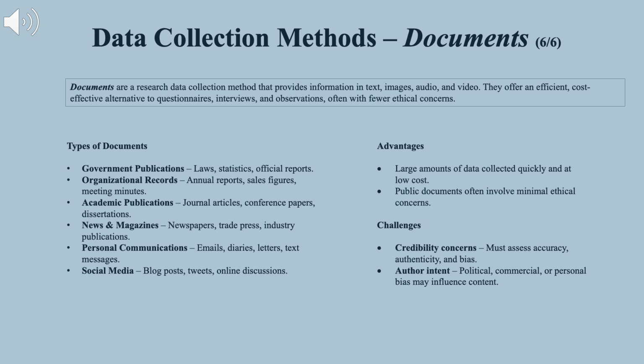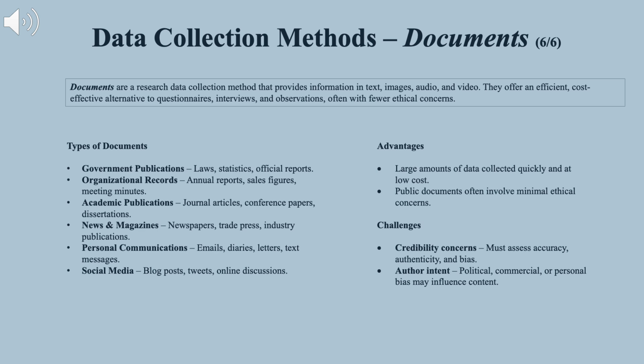Government publications include official statistics, laws, regulations, reports, and public records. Organizational records consist of annual reports, personnel files, sales figures, and meeting minutes. Academic publications refer to journal articles, conference papers, and dissertations. Newspapers and magazines cover daily news, trade press, and industry publications. Personal communications, such as diaries, letters, emails, and text messages, can also be valuable sources. Additionally, social media streams, including blog posts and tweets, provide insights into public discussions and trends.